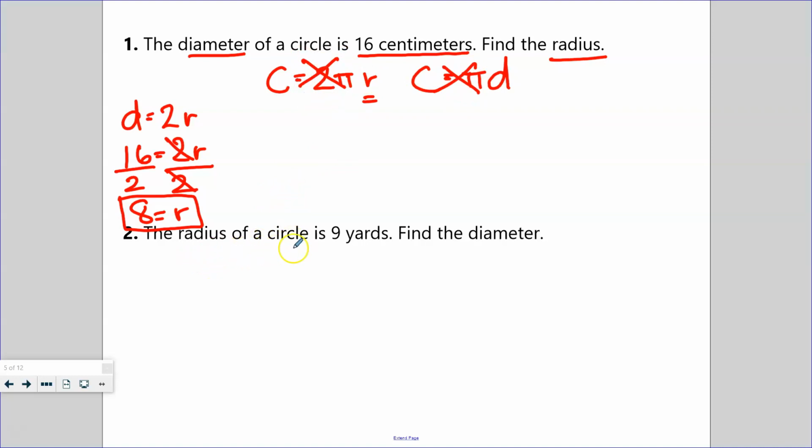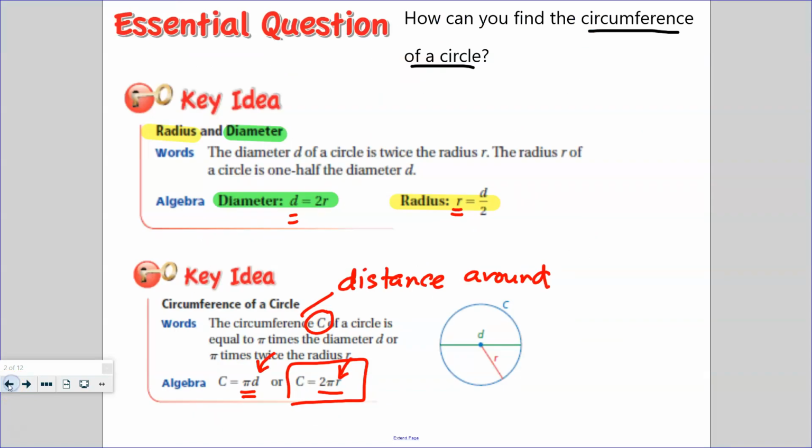Alright, so the radius of the circle is 9 yards. Find the diameter. And so we would use the radius formula. If you're wondering what the radius formula was, we had those back here. And so we say radius equals diameter divided by 2, right here.